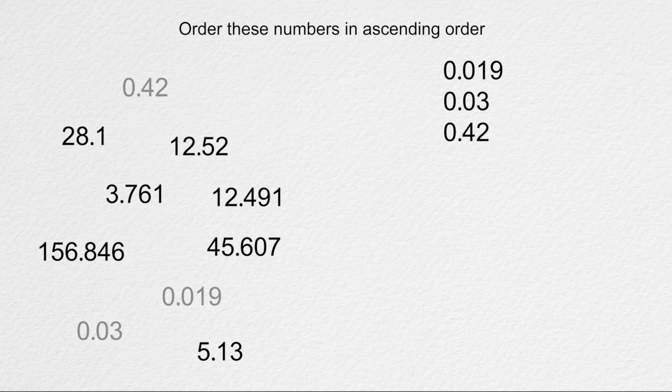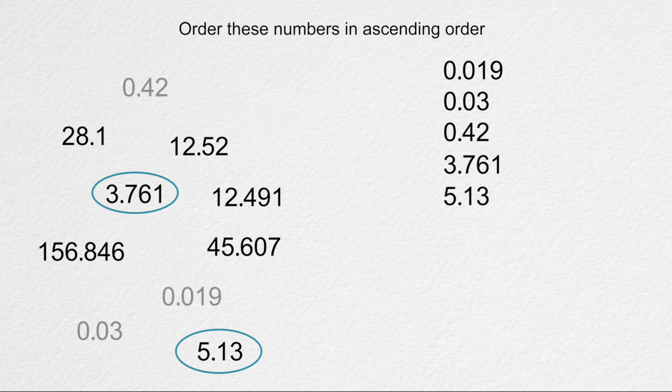Now let's deal with numbers that are less than 10. More accurately, numbers that are less than 10 but greater than or equal to 1. There are 2 numbers here, 3.761 and 5.13. Well, 5 units is bigger than 3 units, so these numbers in ascending order are 3.761 and 5.13. Now for the remaining numbers, we'll order those that are less than 100. We have 4 of these here.